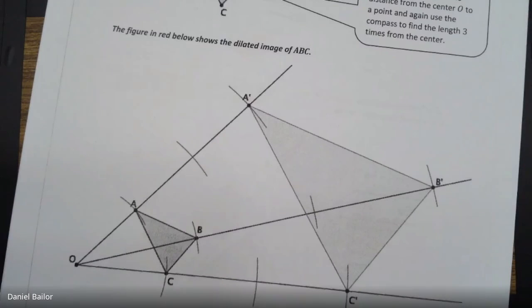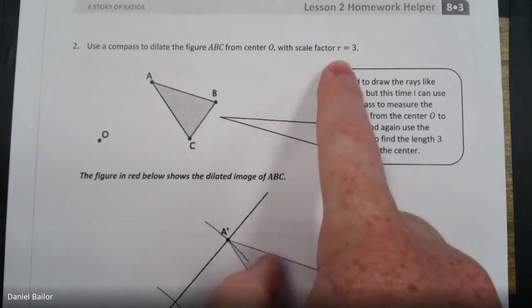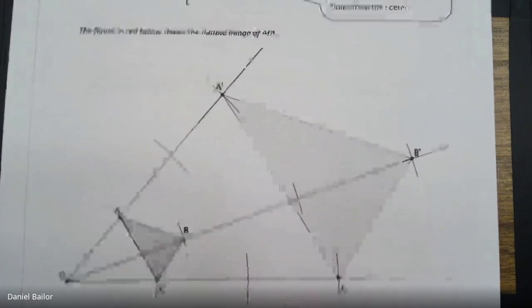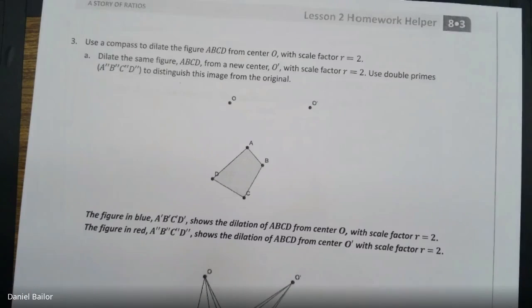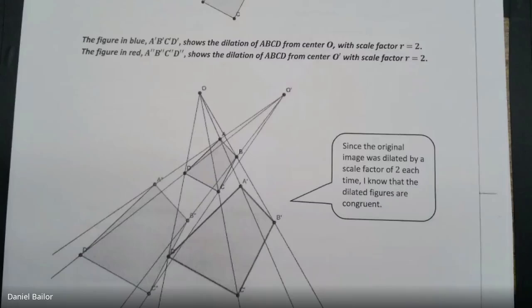Number 2, they show you how to do it with the scale factor r equals 3. So they show you how to make it grow. And then homework helper on page 21, they give you more help where they are talking about dilating it from two different centers.